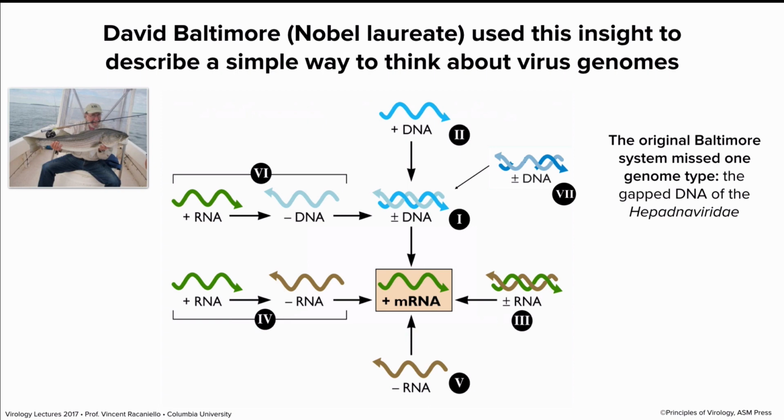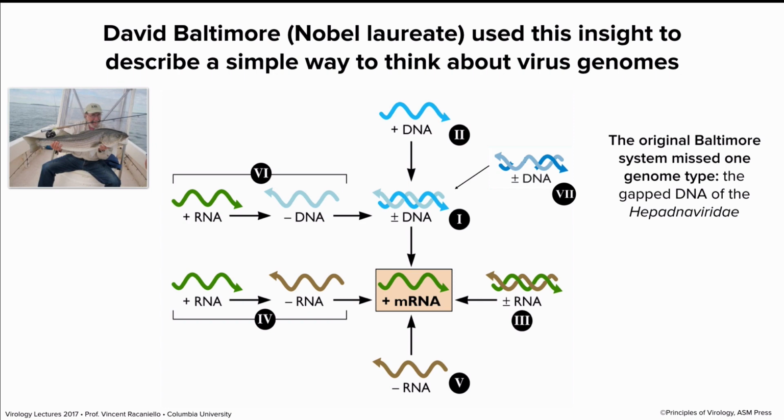Now, in his original Baltimore Scheme, published in the 70s, there were only 6 different genome types. And then after he put it together, a seventh one was discovered. So the genome types are labeled 1, 2, 3, 4, 5, 6. And the seventh one is a peculiar kind of double-stranded DNA, which has gaps in it, we'll talk about today, of the hepatitis B viruses, or the hepadnaviridae. So that didn't exist when he made his scheme, so he had 6. But now we have 7. That's why I say there are 7 different genome types.